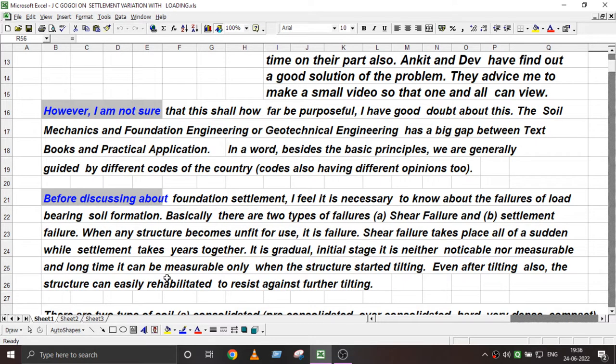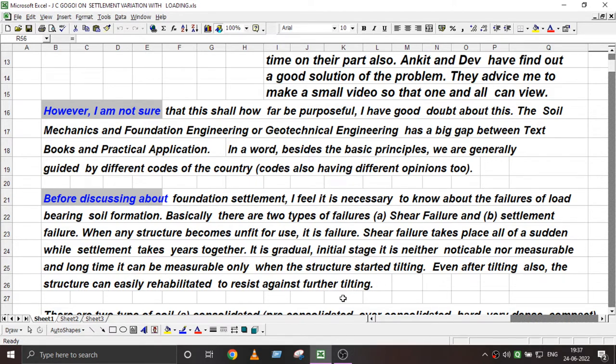However, the settlement failure is recordable when noticeable tilts are there. Of course, it will give sufficient time for taking care of. Although the initial stage of settlement starting point no one can notice, yet after noticing the settlement, that can be managed and tackled so that further settlement is not there. Even after tilting also, rehabilitation works to resist further tilt and settlement can be undertaken.